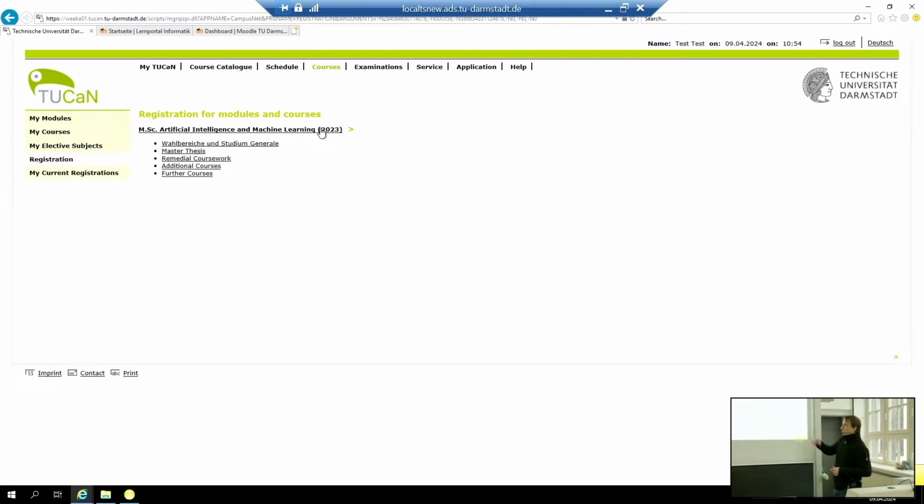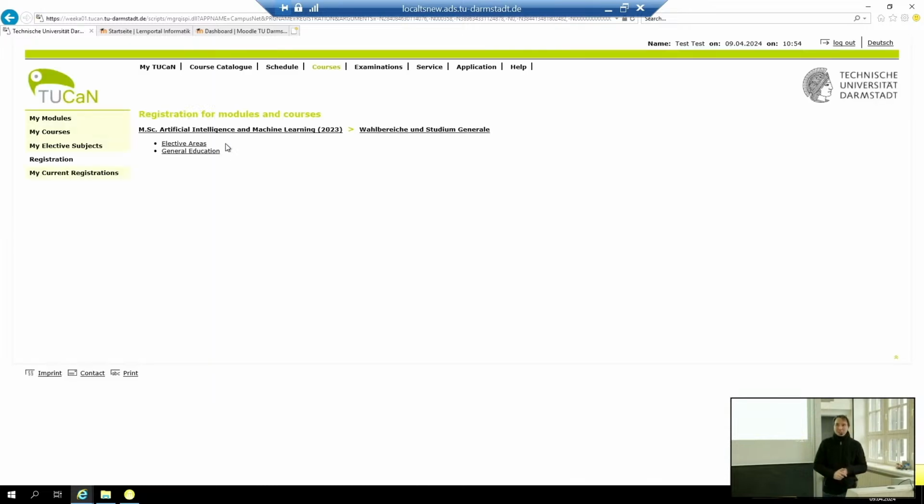Now, master thesis. You won't ever be able to register the master thesis on your own here. But you can see the registered master thesis as soon as the examination office has registered you after receiving the registration form signed by your supervisor and so on. It pops up in this area. So don't wonder, it's just a technical thing, like the further courses probably, I don't know. So you can almost, besides the remedial coursework, forget about all the other areas.